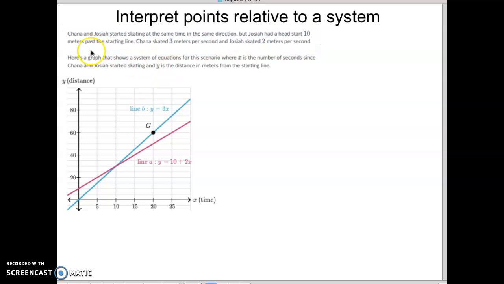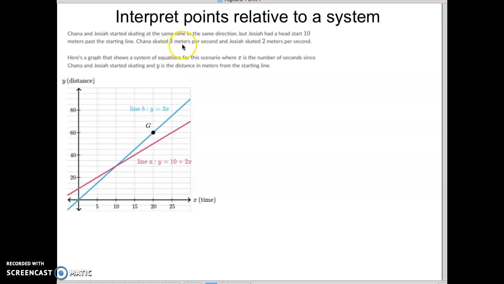Channa and Josiah started skating at the same time in the same direction. So here's where one started, here's where the other started. But Josh had a head start. So Josh is the red line right here going this way. And that means that Channa is the blue line because Josh had the head start.